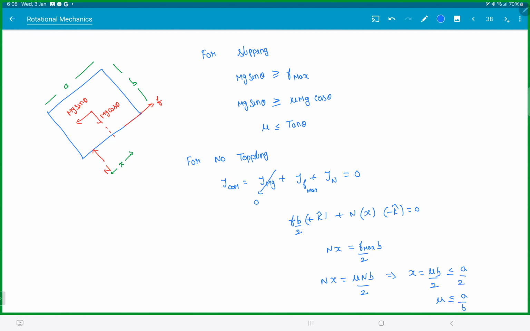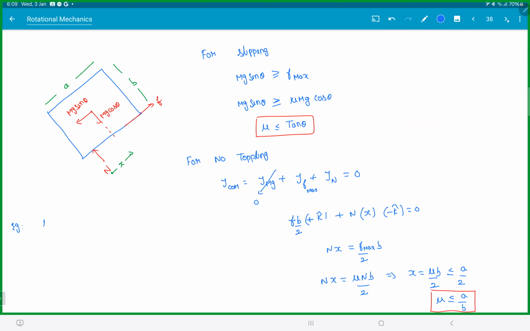So there I got the two conditions here. For no slipping, mu less than tan theta. This is for no toppling. So which is the answer? Whichever is the smallest among them, that is the answer. So example, if I give a numerical, it will look like this.